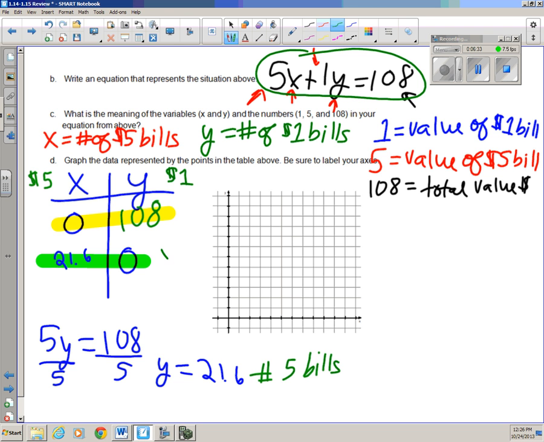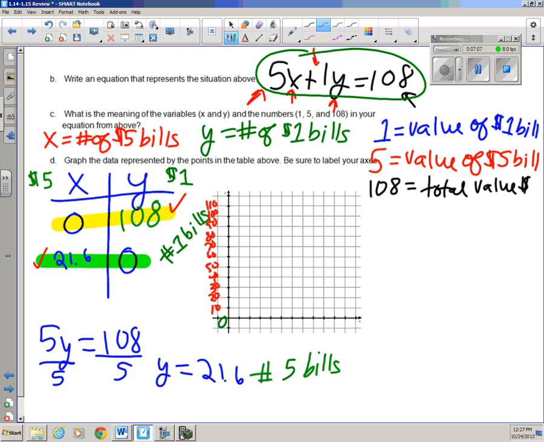Over here, I'm going to have the number of $1 bills. This is always going to be 0. I need to go as high up as 108 on the y-axis. So what if I make everything go up by tens? This is 10, 20, 30, 40, 50, 60, 70, 80, 90, 100, 110. And I've got to go over as far as 21.6 or 22 on the x-axis.